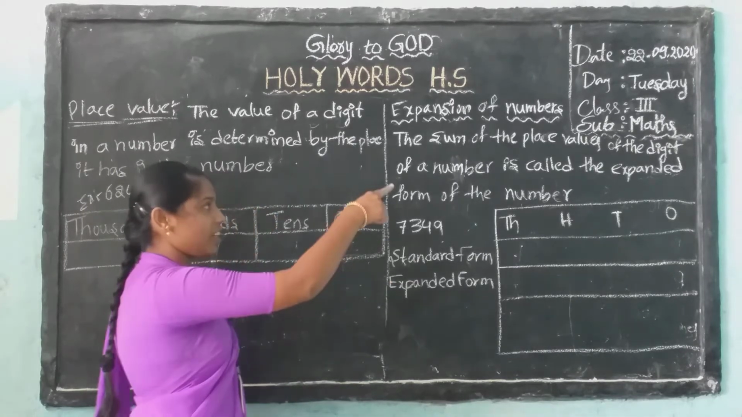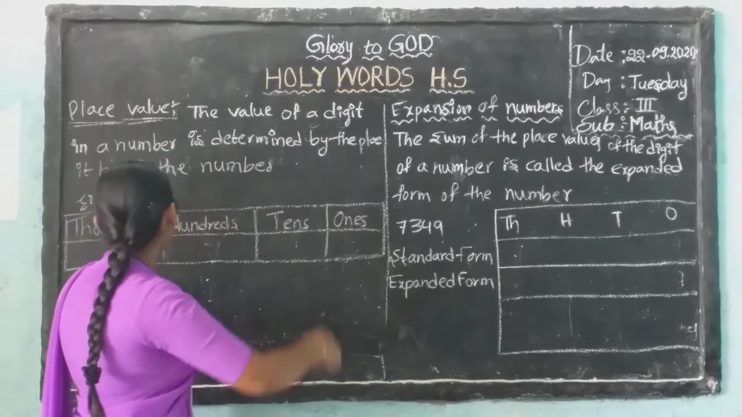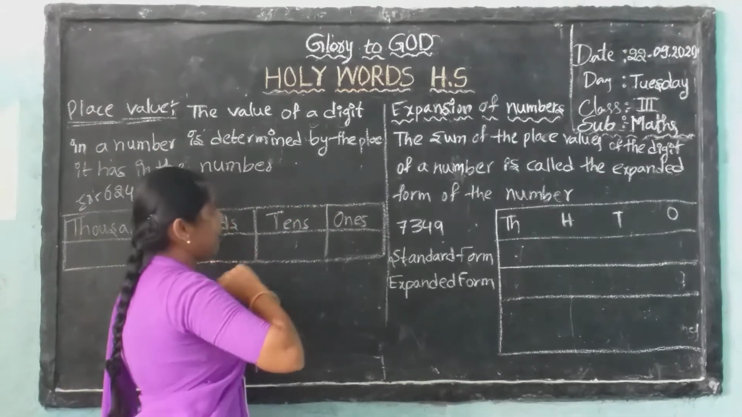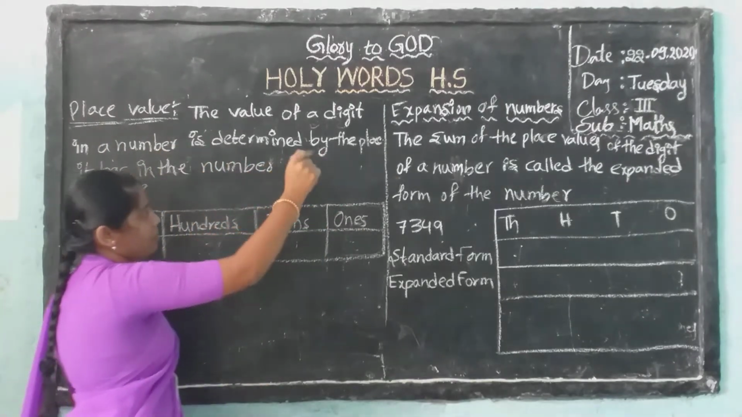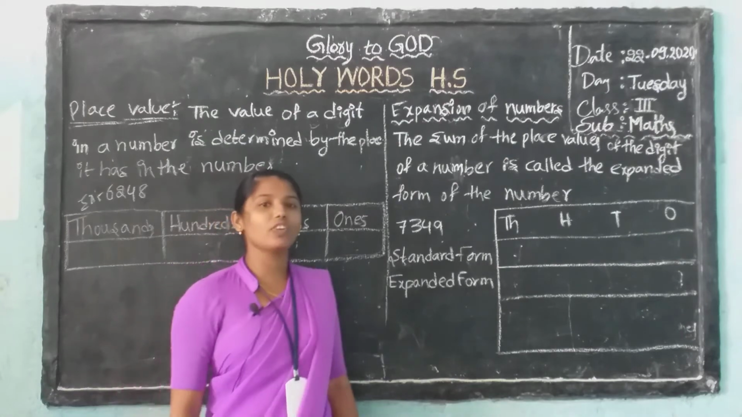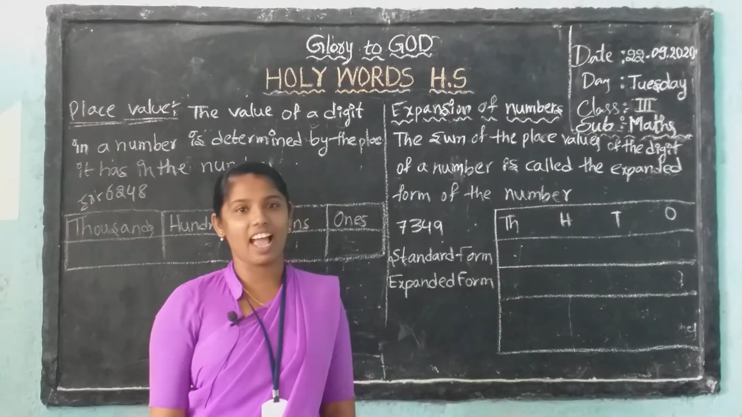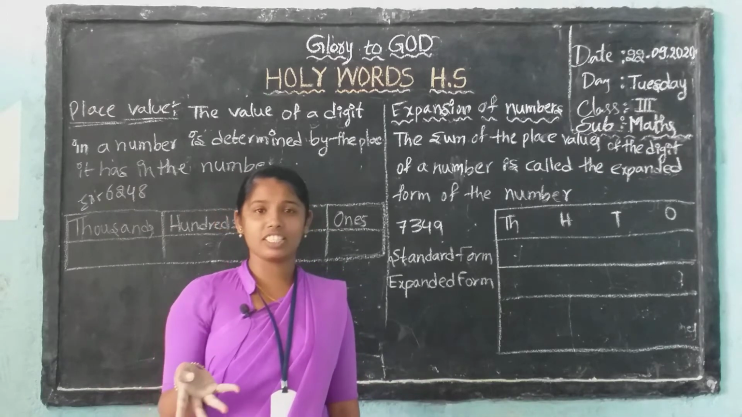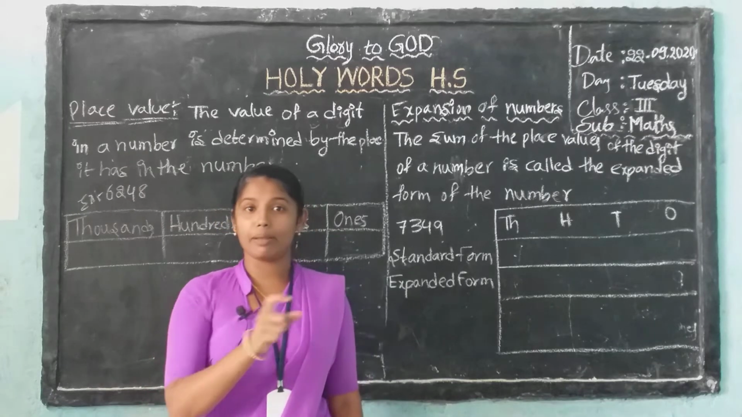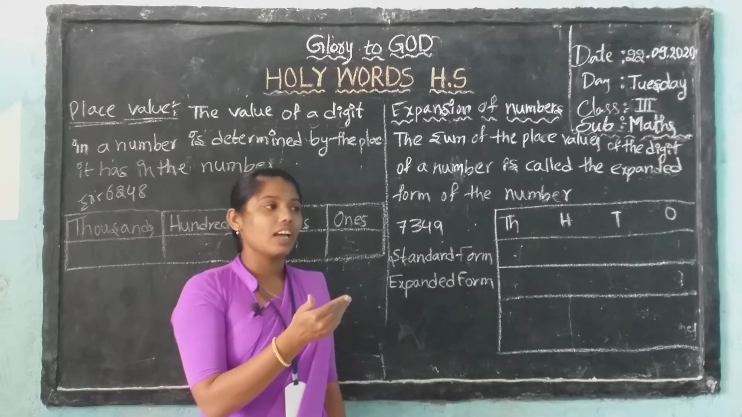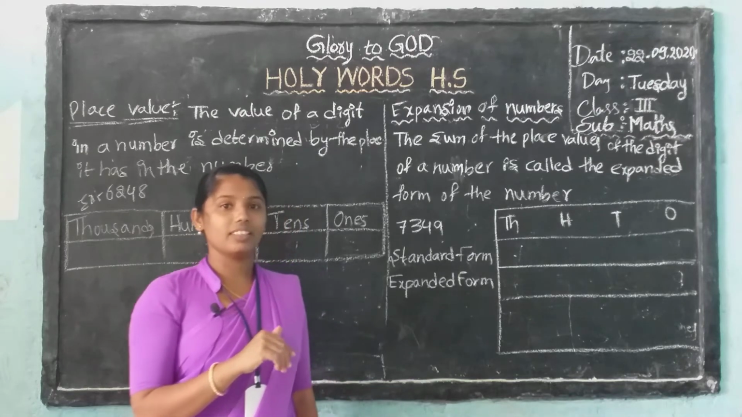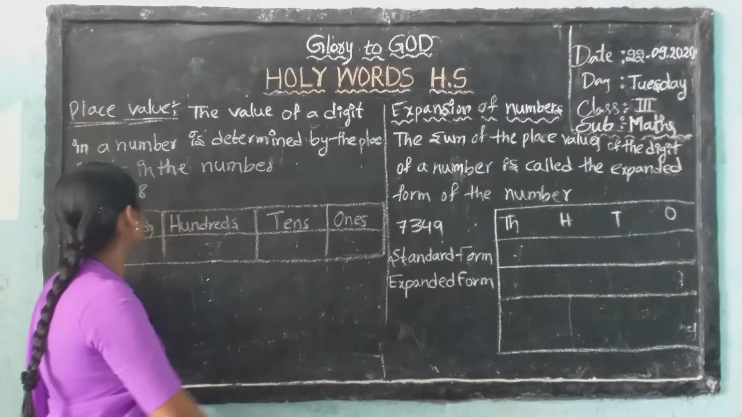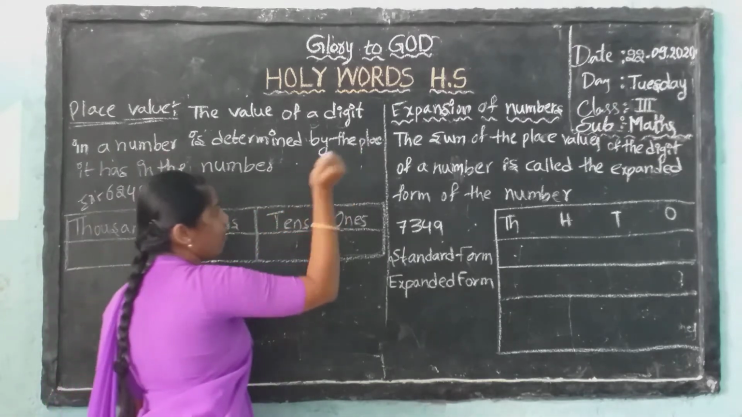So this is class for 3rd standard. Today's topic is place value and expansion of numbers. Before that, in the previous class, you learned about expanded form, 4-digit, 5-digit and 6-digit numbers, number names, and how they are shown on an abacus and place value chart. Today we will discuss place value and expansion of numbers.